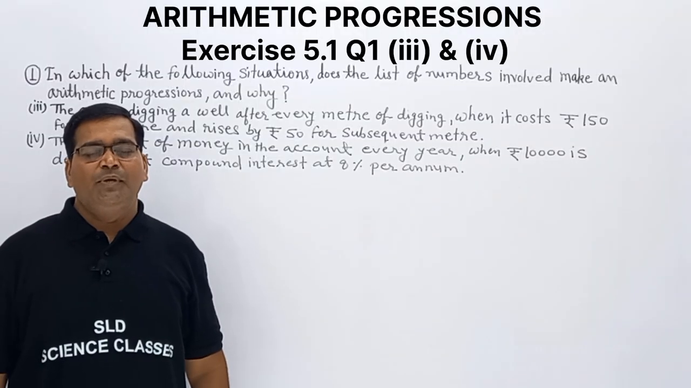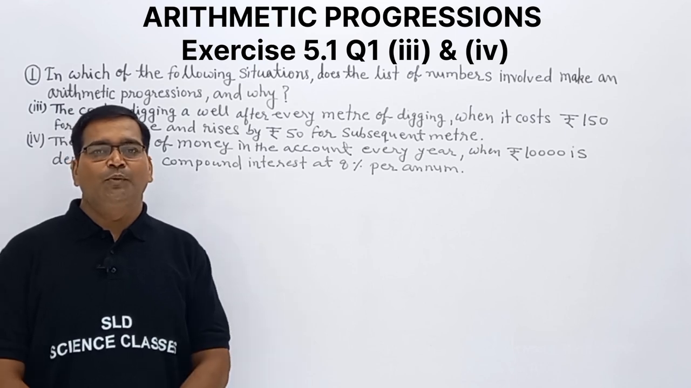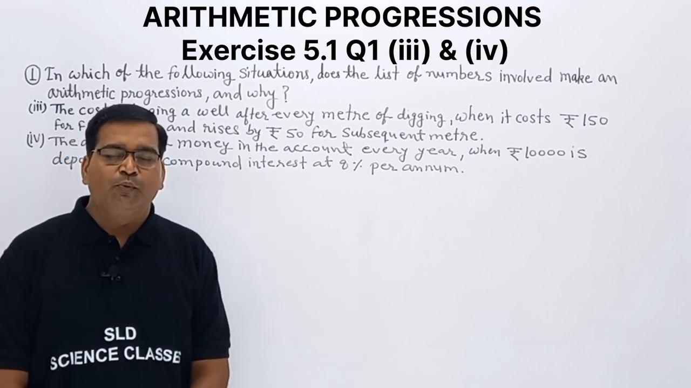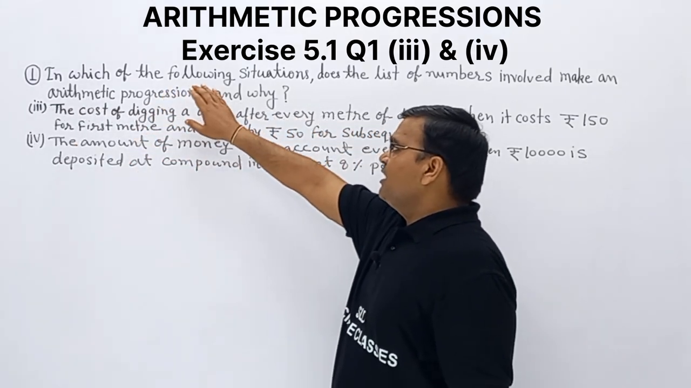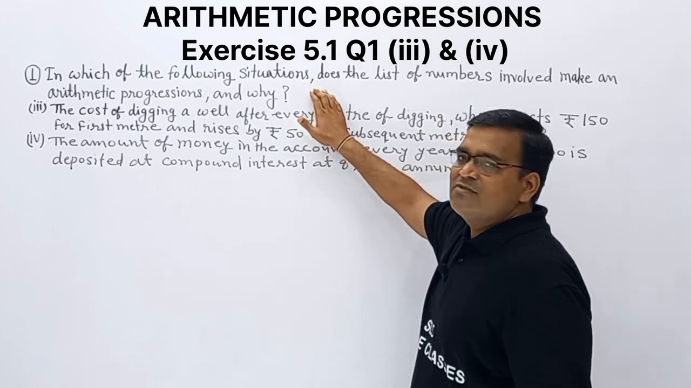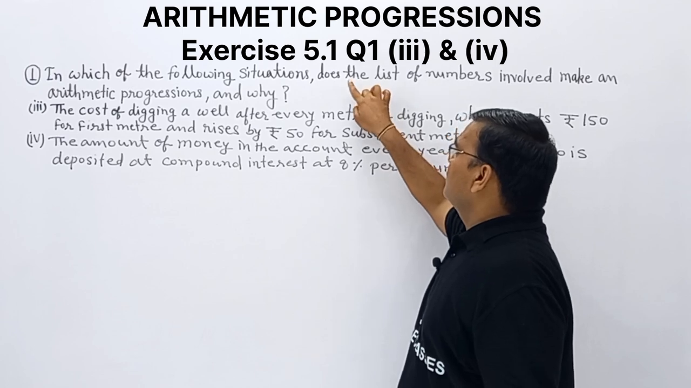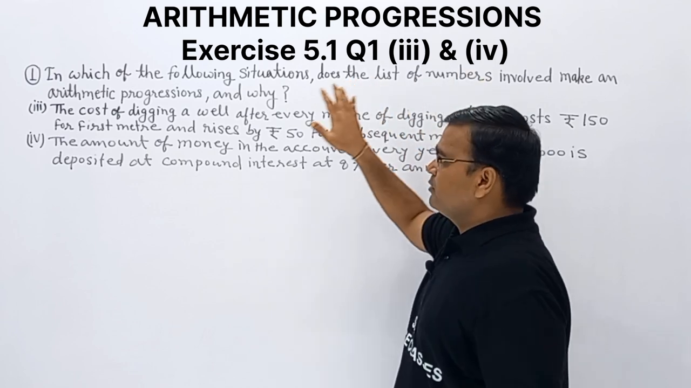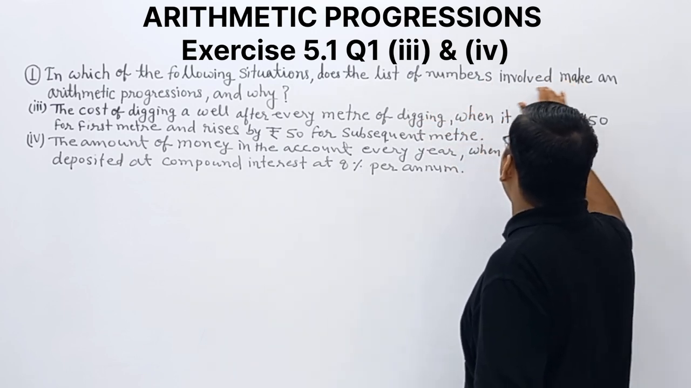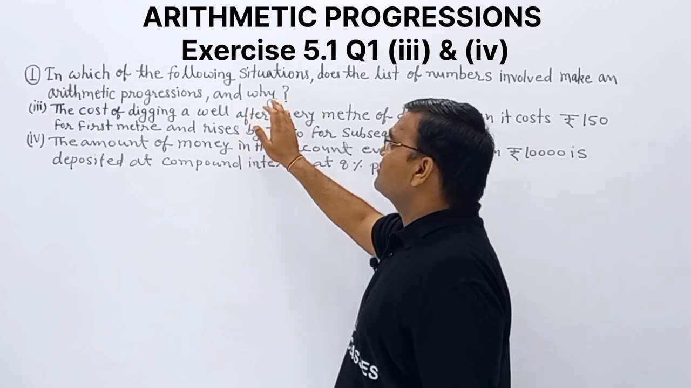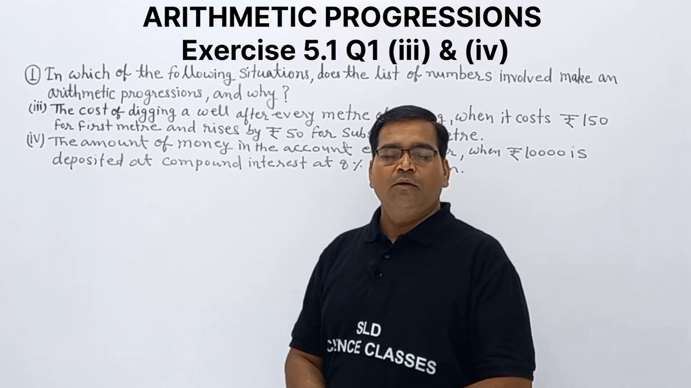In this class, we are going to discuss question number 3 and question number 4 of Exercise 5.1, Arithmetic Progressions. In which of the following situations does the list of numbers involved make an arithmetic progression, and why? Observe, simple questions, two situations we are having.